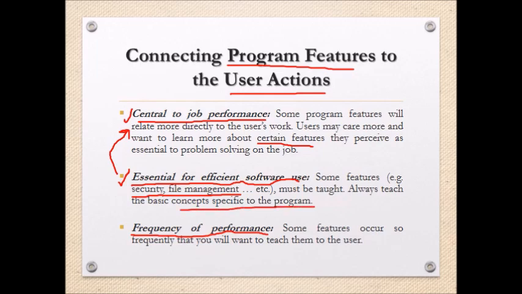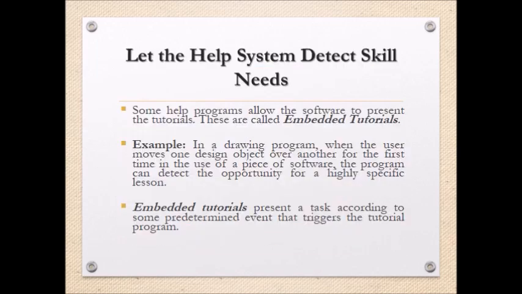specific to the program. The third one is frequency of performance. Some features occur frequently, so you will want to teach them. These are the group of features that recur continuously, or the user uses them continuously. I have to teach them so the user can benefit from them. Let the help system detect skill needs. How do we let the help system determine which skills we need to teach our user?